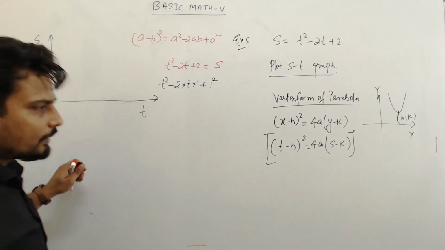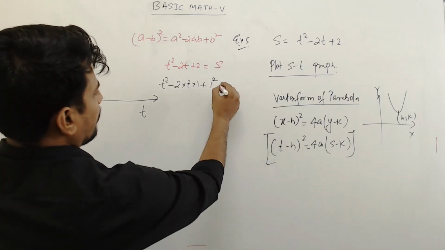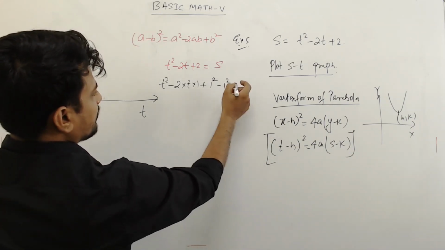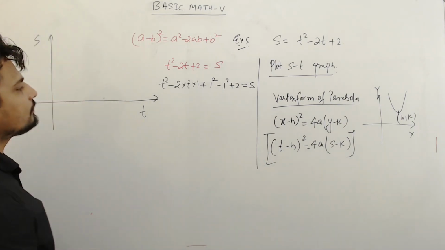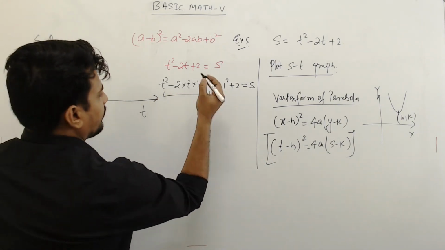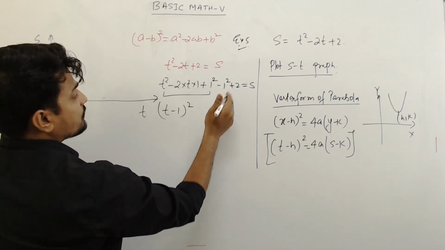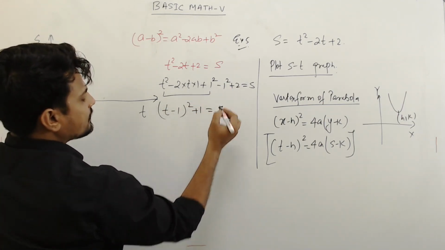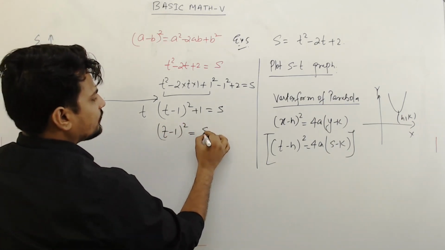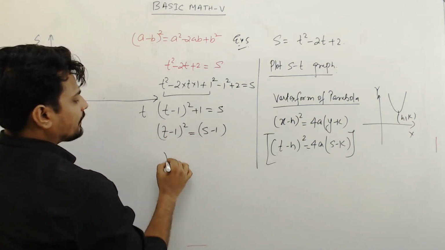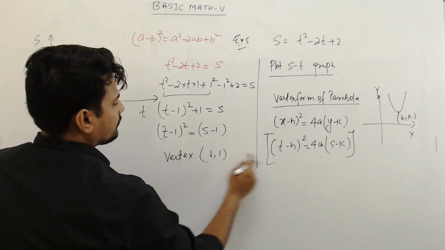All good? Now, if 1 square is there, which I'm adding from my side, let me subtract 1 square, and this plus 2 was already there. That should be equal to s. If you look at this entire thing, this is going to be how much? T minus 1 whole square, and 2 minus 1 is plus 1, equals s. So you're going to get t minus 1 whole square equals s minus 1. That means the vertex of this parabola should be 1, 1. Look at this.